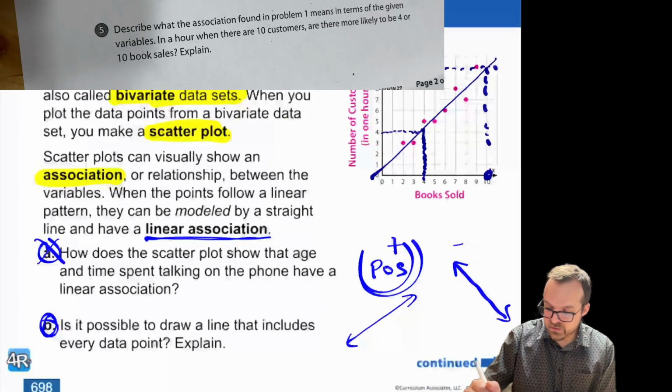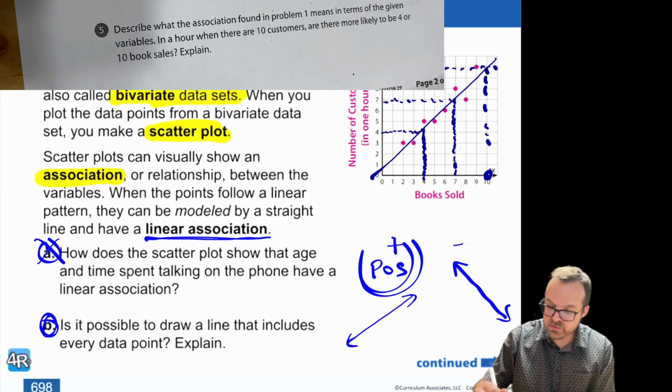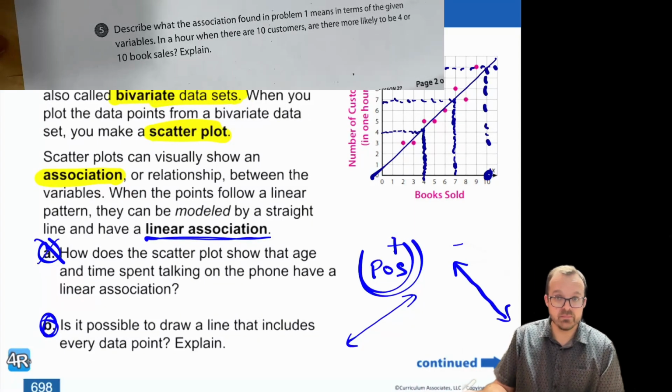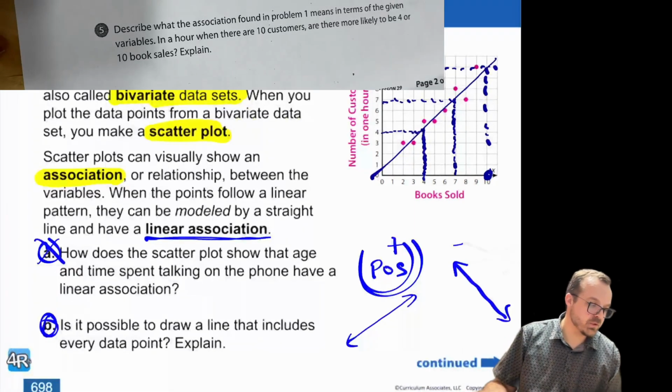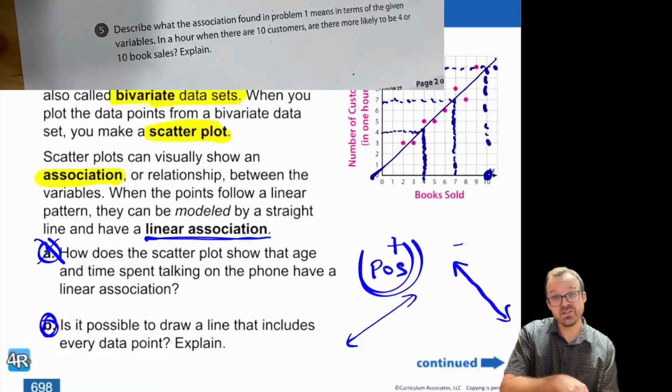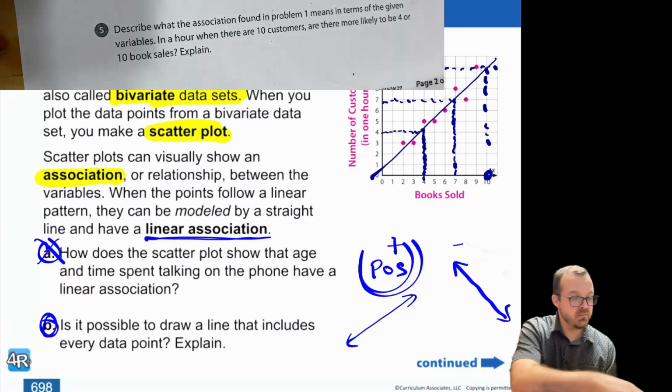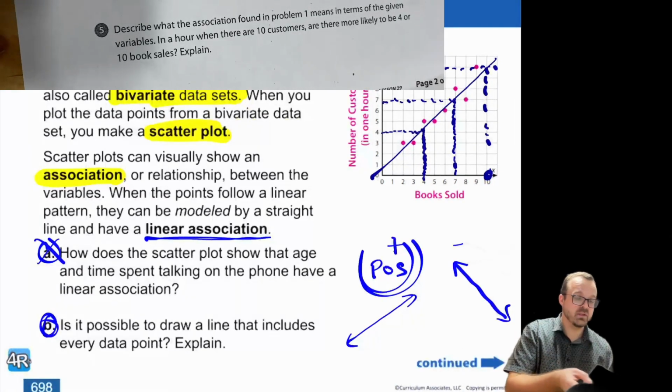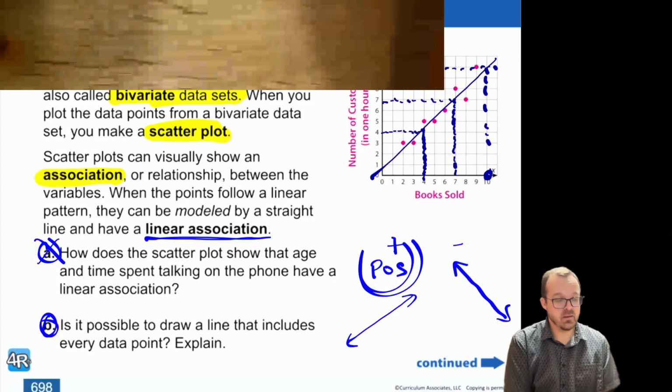If I had, let's say, 7 books sold, how many customers did I have? About 7. It looks like a 1-to-1. Every customer that comes in buys one thing, right? So that's kind of how we use predictions there, and to answer number 5, put that in your own words, answer that question. Make sure you got everything written down in the book that you need. Make sure you have this whole worksheet filled out, all right?